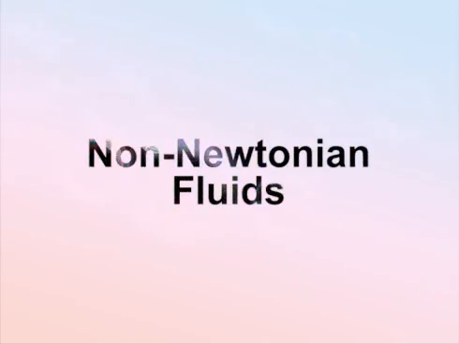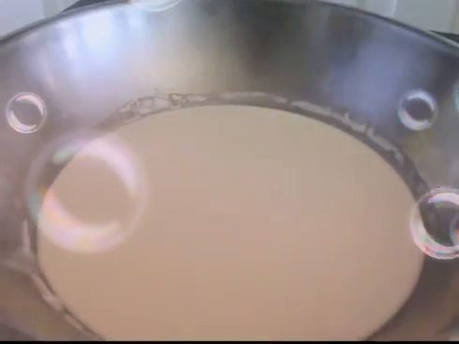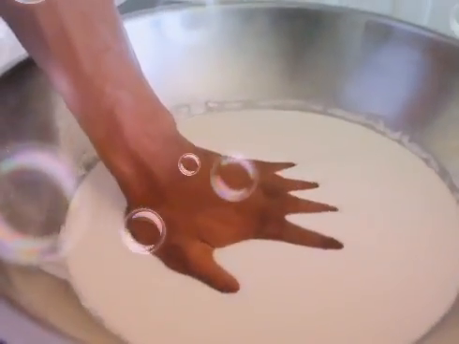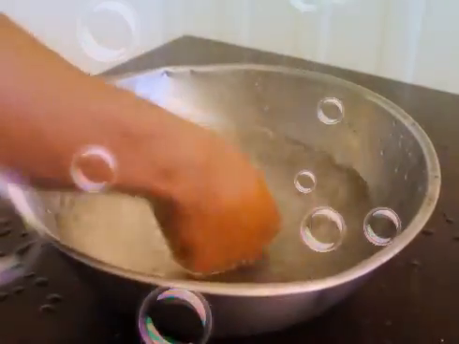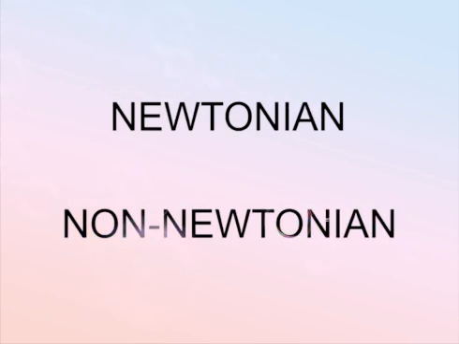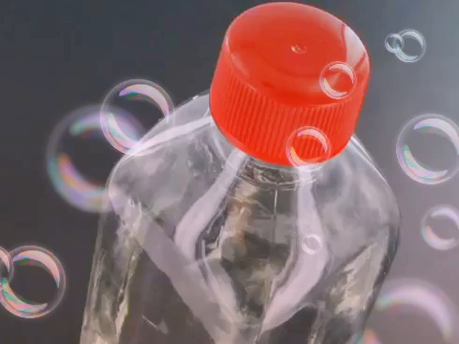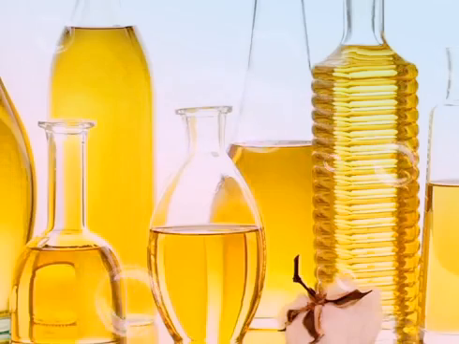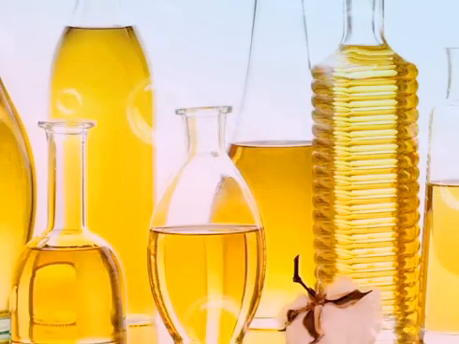The same type of fluid that can do this can also do this. Why doesn't this liquid behave like water? There are two different types of fluids, Newtonian and non-Newtonian. Newtonian fluids are what you may be most familiar with. For example, water, milk, and oil are all Newtonian fluids. These are fluids whose viscosity remains constant as the force applied changes.